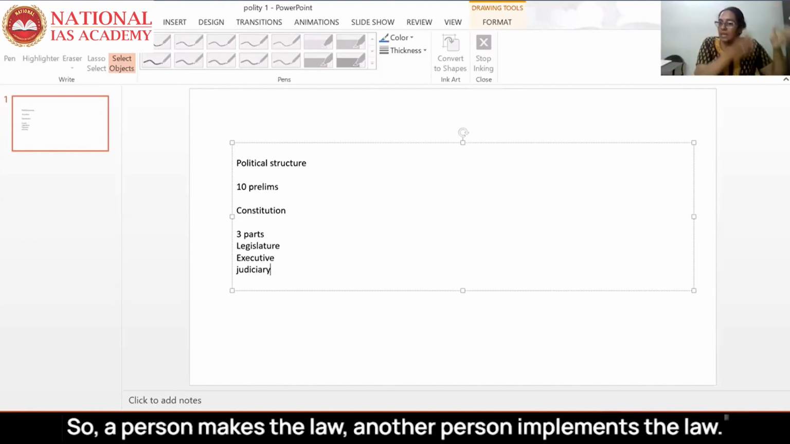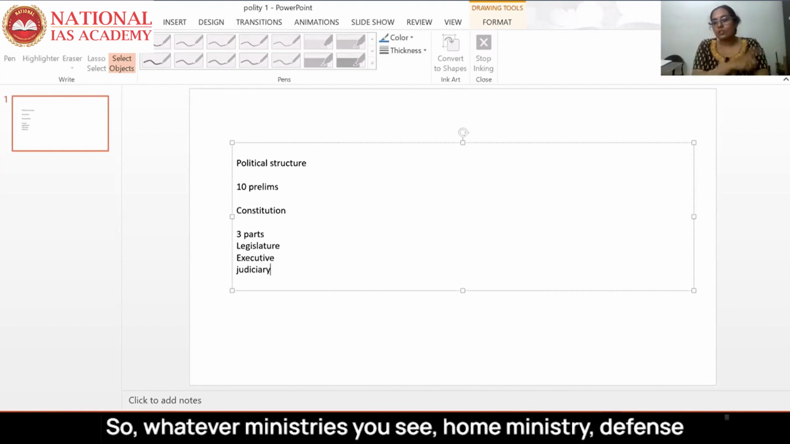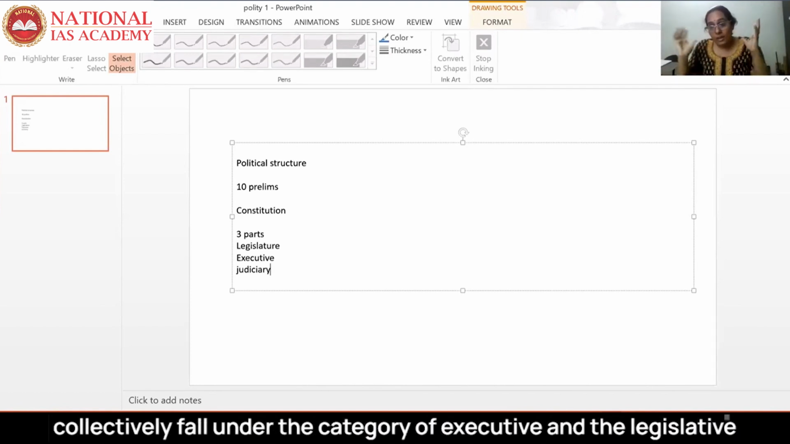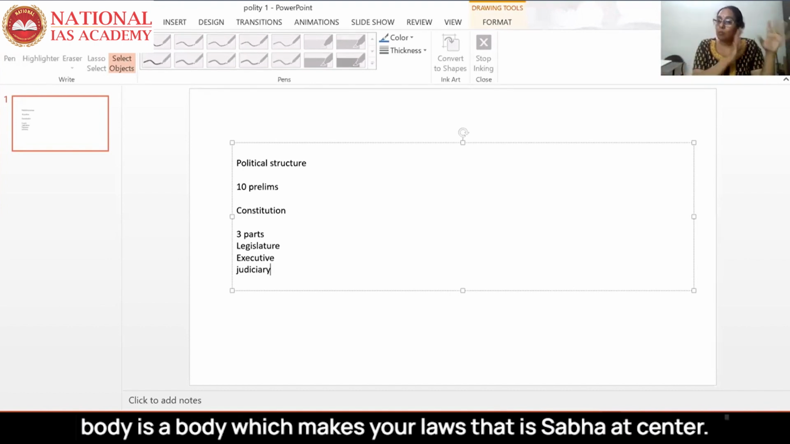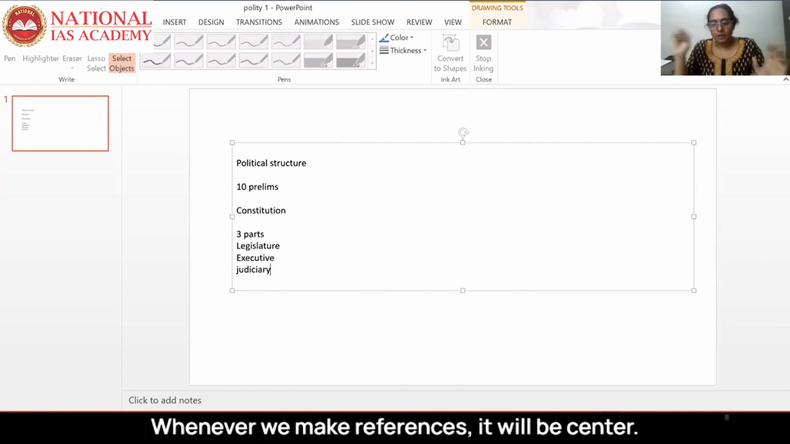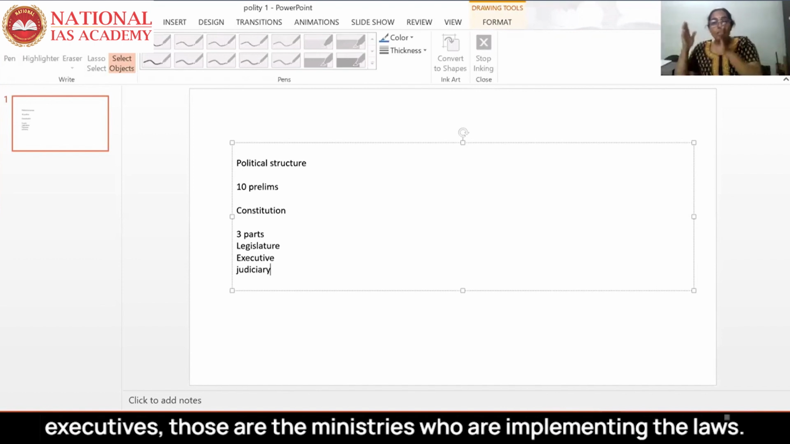So a person makes the law, another person implements the law. So the implementing body is the executive. Executive is nothing else but your ministries. Whatever ministries you see, Home Ministry, Defense Ministry, Foreign Ministry, they all collectively fall under the category of executive. The legislative body, which makes your laws, is Lok Sabha and Rajya Sabha at the center. I'm not talking about the state. Whenever we make references, it will be center. So at center you have Lok Sabha and Rajya Sabha making the laws, and your executives, the ministries, implementing the laws.